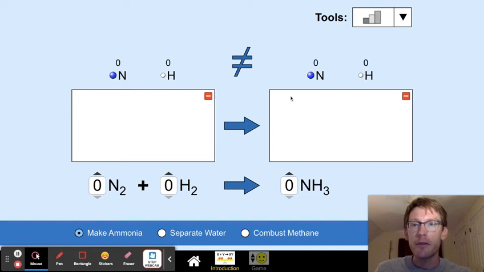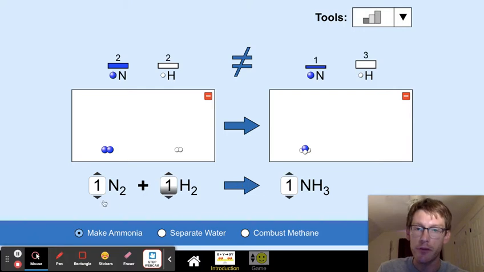In this video, we're going to use a PhET simulation to balance some chemical equations. Now, our first equation is going to be the synthesis of ammonia, where N2, nitrogen gas, reacts with H2, hydrogen gas, to form ammonia, which is NH3. And if we're balancing a chemical equation, we have to assume there's at least one of each of the components.